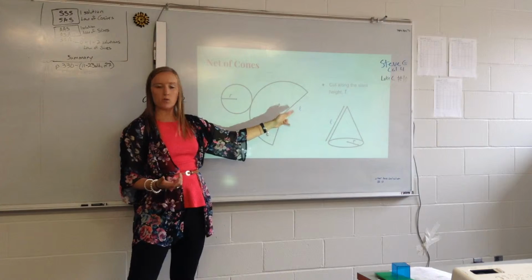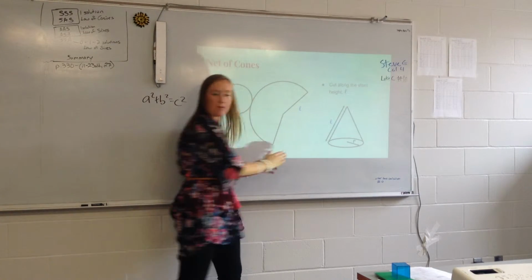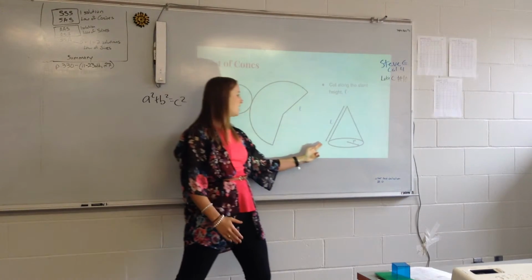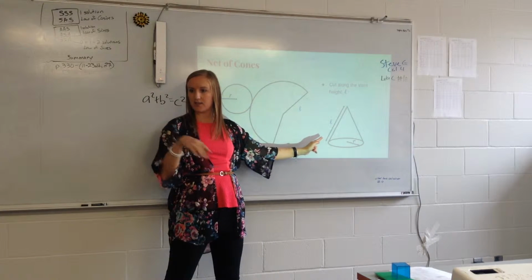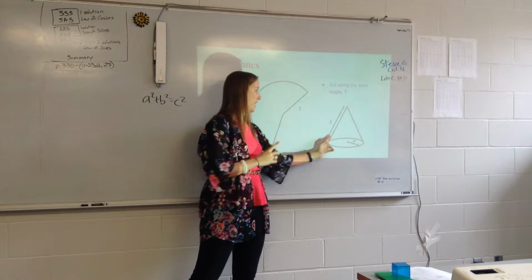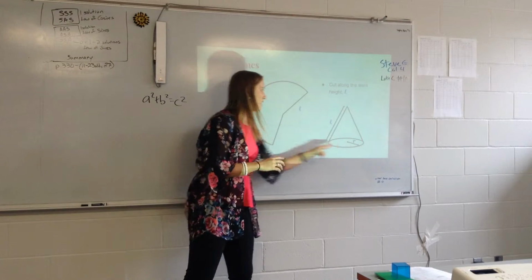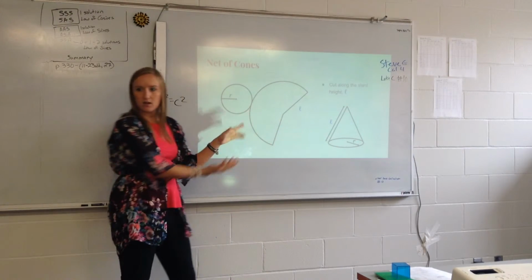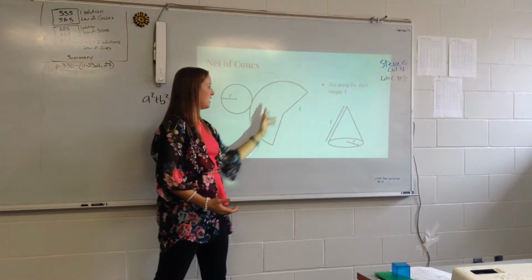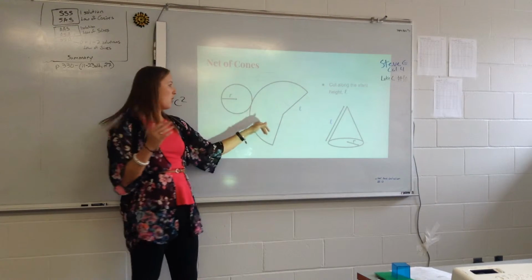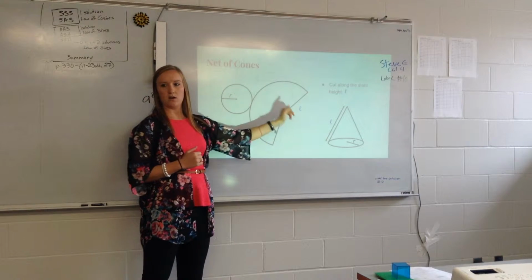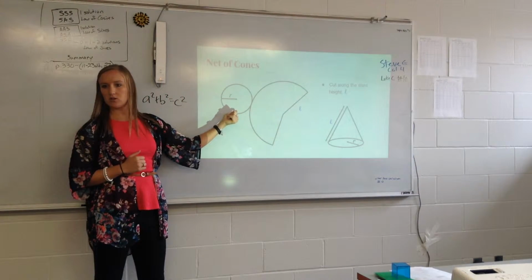Remember when we make the net? I cut along this slant height, or we call it L, just give it a little variable name. We cut along here and along that side and we unfold it. So this is really the lateral surface around the cone. This is the whole curved part, and this is the base, the circle.